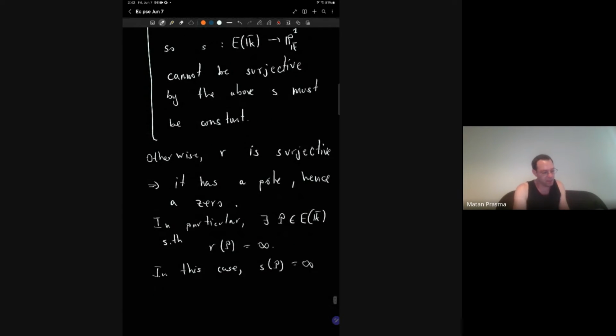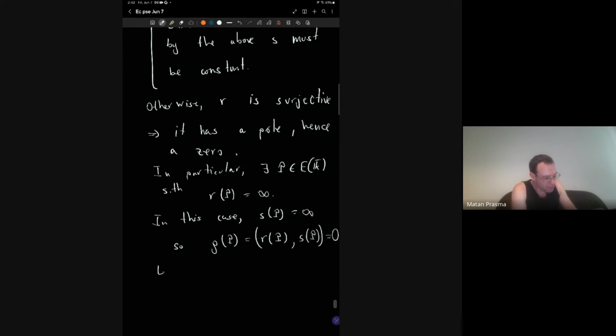And this means that rho evaluated at P, which is R of P, S of P, is simply the point at infinity. Okay, so let Q be an arbitrary point in E over K bar.